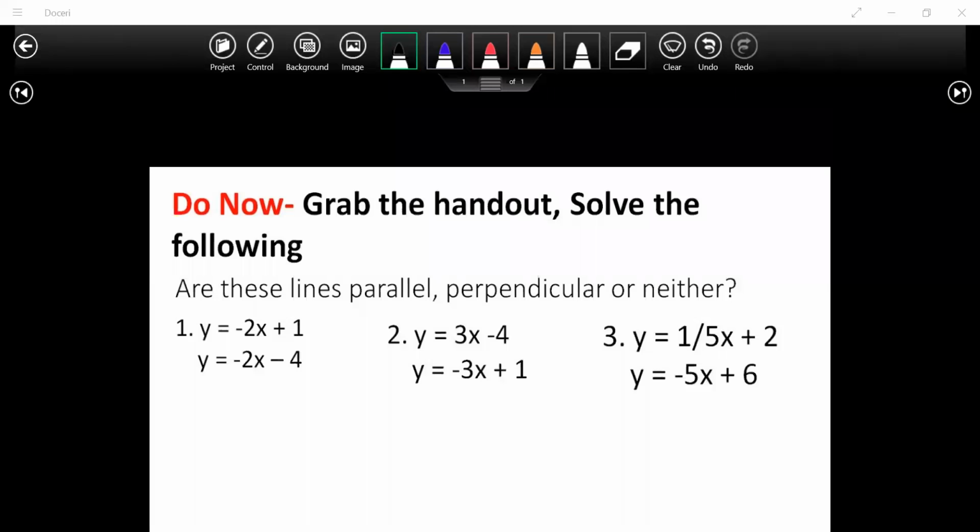So we're starting this out. We grabbed our handout. We want to be able to solve for the following. We're looking at lines that are parallel, perpendicular, or neither, and these are in the easiest forms. We're looking at problem number 1.